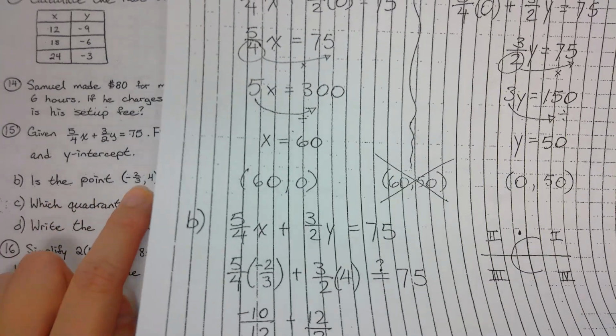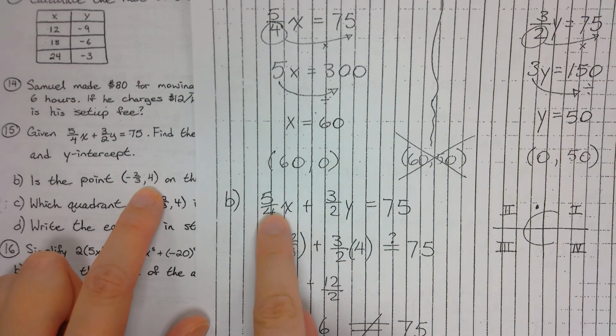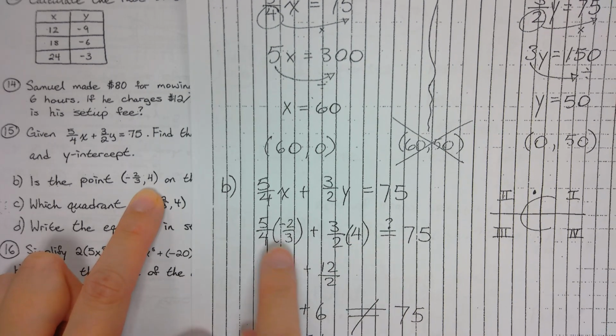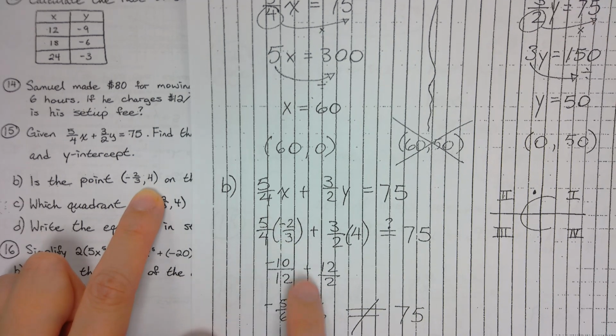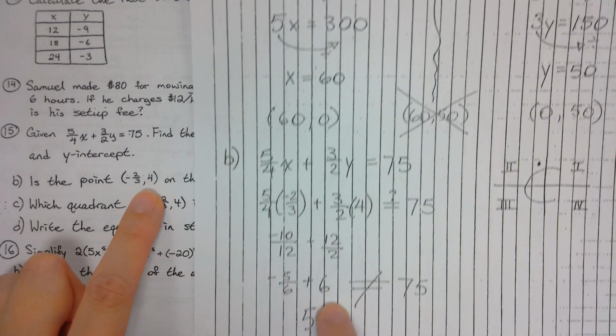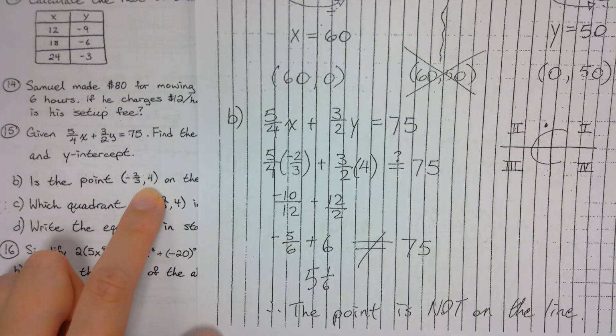Is the point -2, 3, and 4 on the line? So if you want to find out if it's on the line, substitute it into the equation and see if left side equals right side. On the exam, remember, you cannot change it to a decimal and cheat. You can use decimals to verify your answer, to check your answer. That's fine. But to get full marks, you do have to use fraction form. So multiply, you get -10 over 12. Subtract 12 over 2. So when you simplify it, you do not get 75. It's way off. Okay, so that means the point is not on the line.